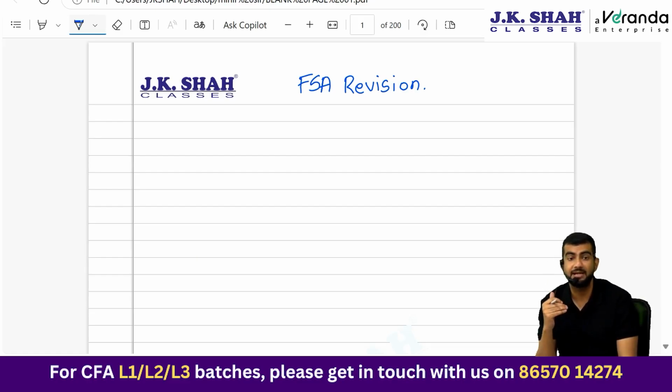Step number 3, determine the transaction price. Step number 4, allocate the transaction price among the different performance obligations. And step number 5, the final step, record revenue as and when the respective performance obligation is done. Now we had discussed extensively what a performance obligation is.